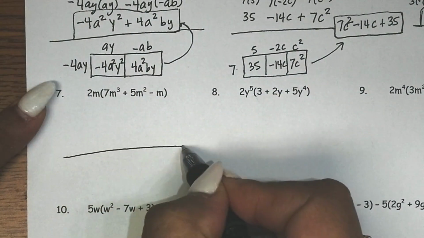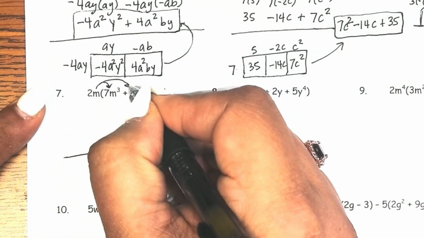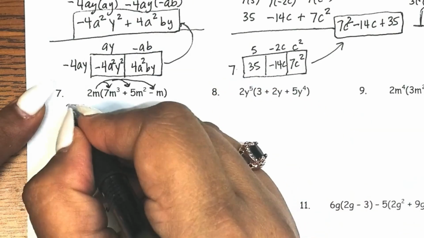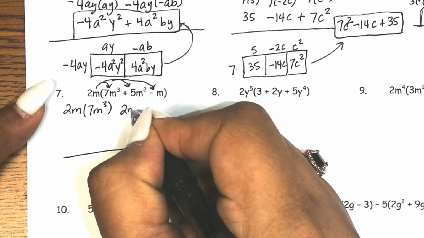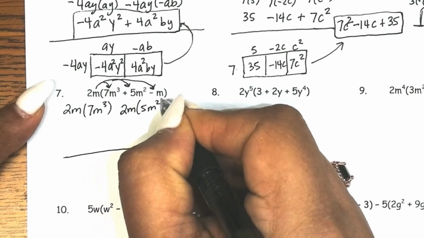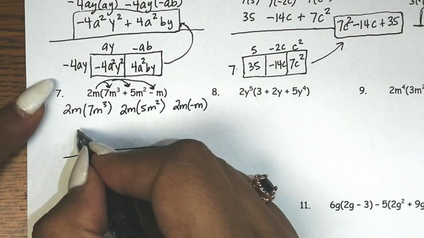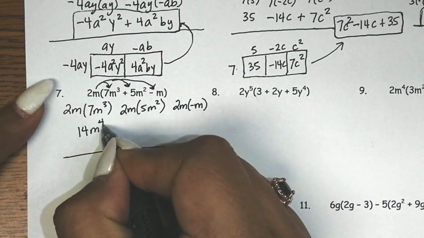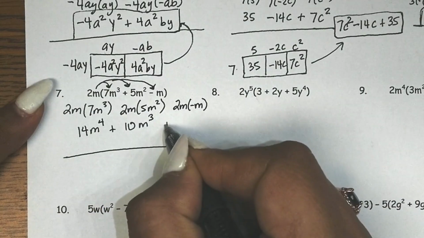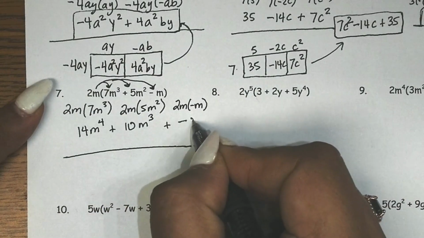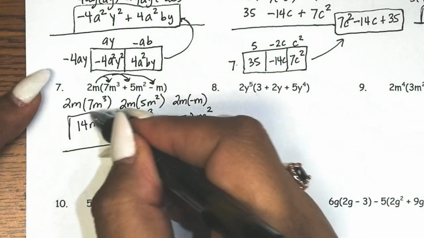Again, number 7, you do 2m times every term on the inside. So we got 2m times 7m to the third. We got 2m times 5m squared, and we have 2m times negative m. This will give you 14m to the 4th power plus 10m to the 3rd power plus a negative 2m squared.